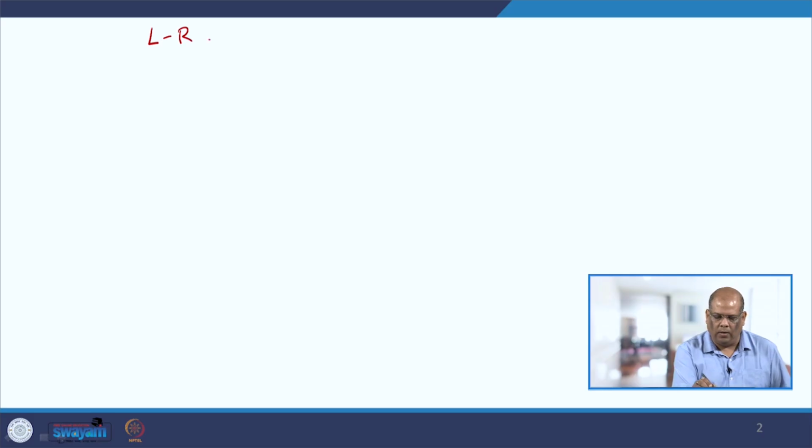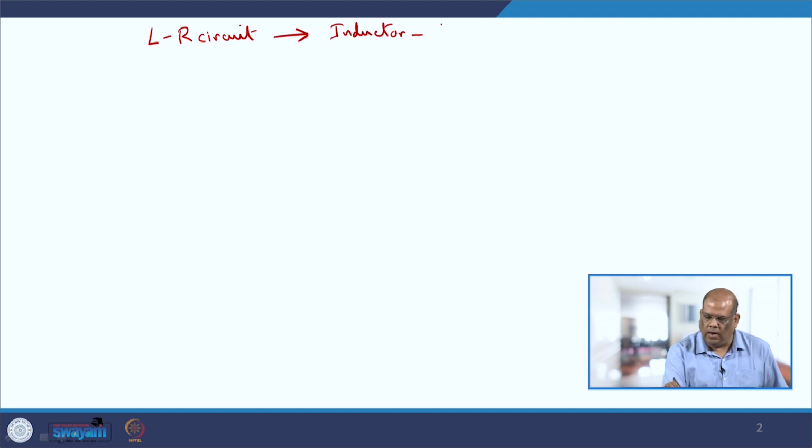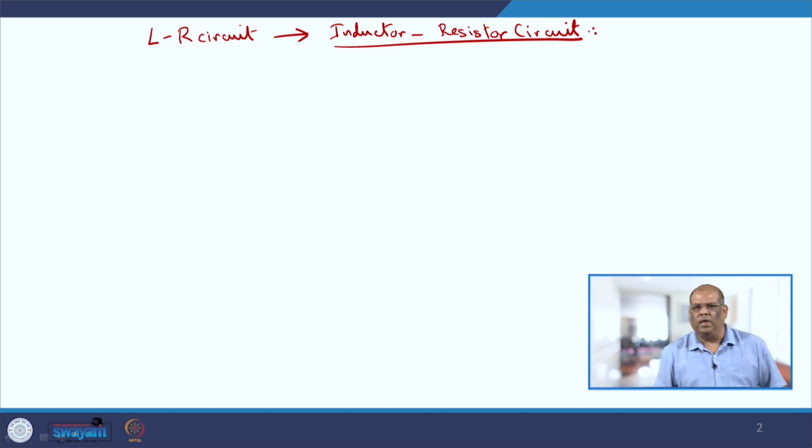So, first of all, what is this LR circuit? It is called inductor resistor circuit. In physics, you have been familiar with this circuit diagram. So, this one will look something like this.